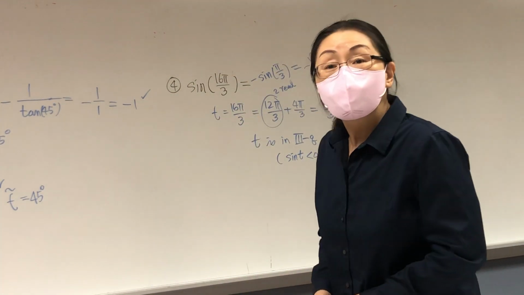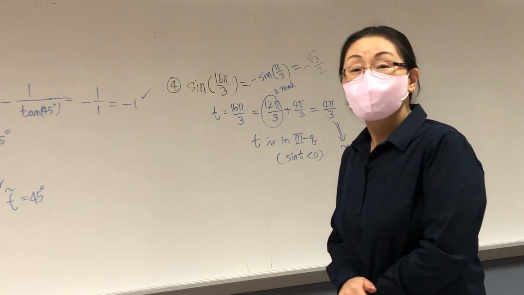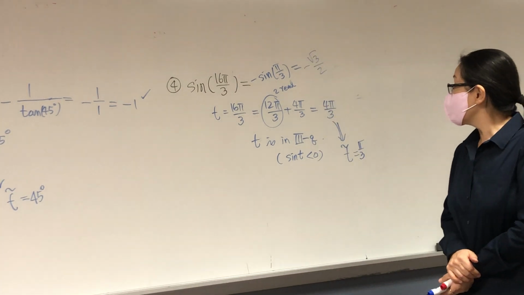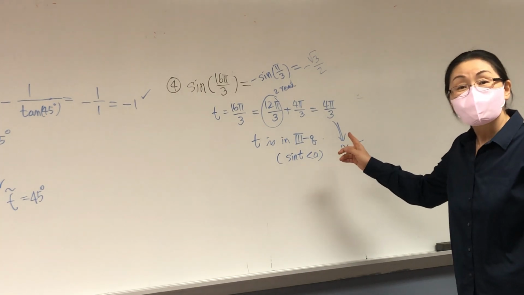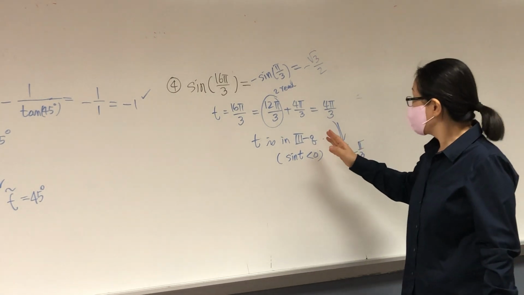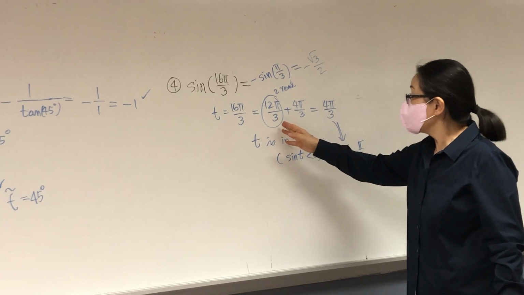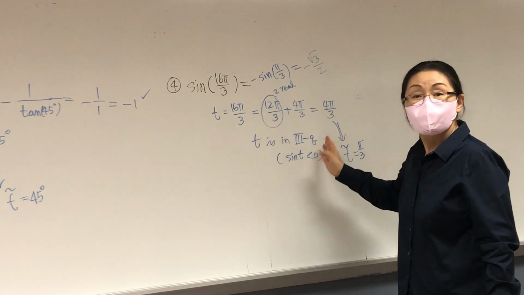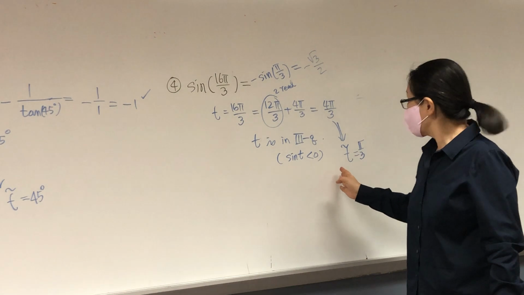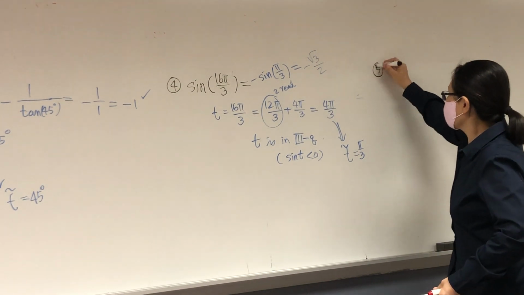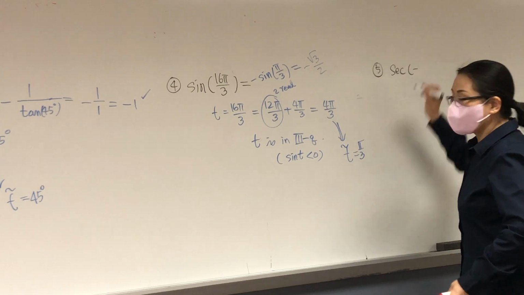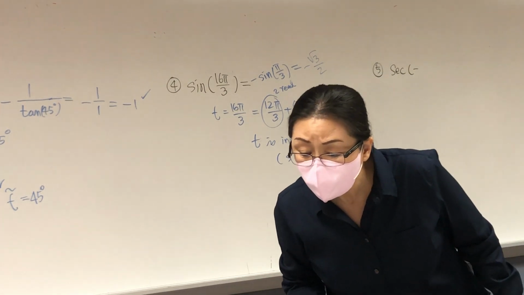Technically, I can turn the first one into degrees, find it, and then change it back, right? Change it back to what? Like I could change the 16 pi over 3 into degrees, figure all of that out, and then turn it back into radians. You could. Okay, and then 5. How about this? Secant negative pi over 4.